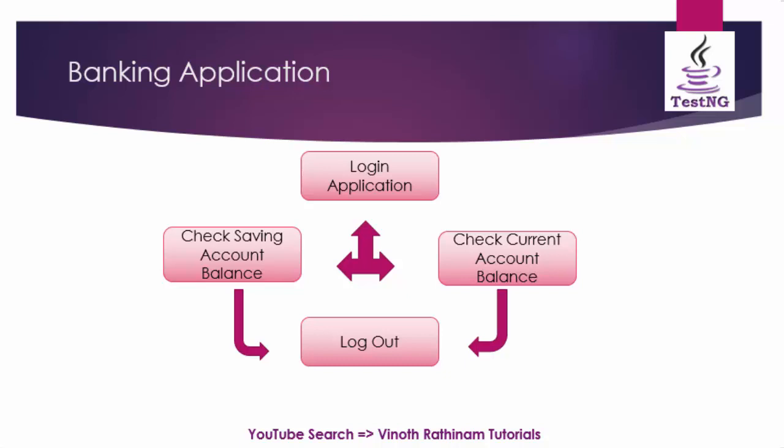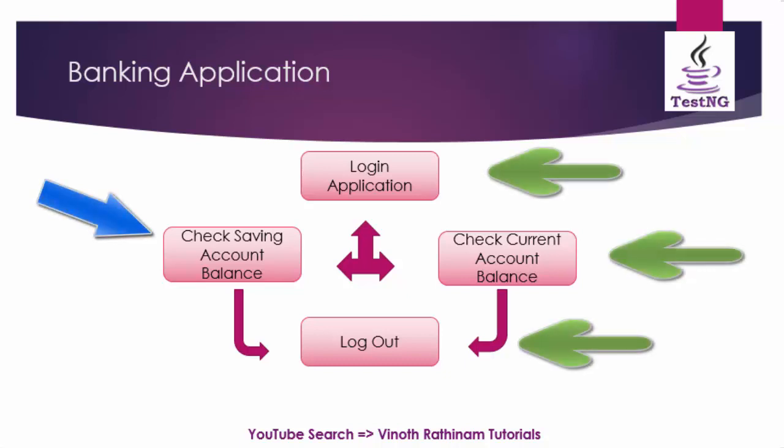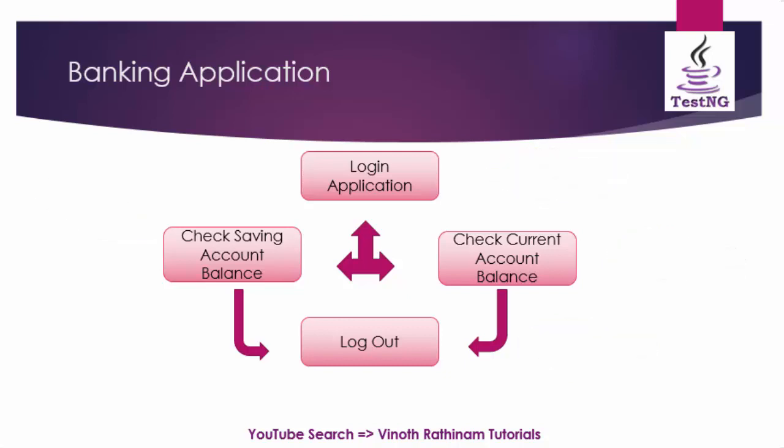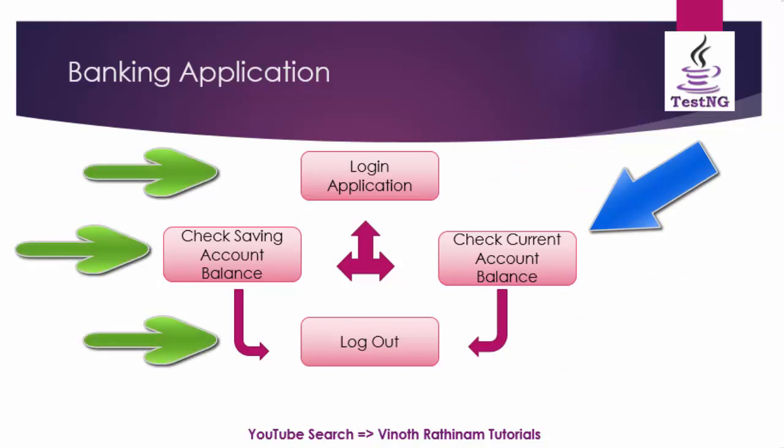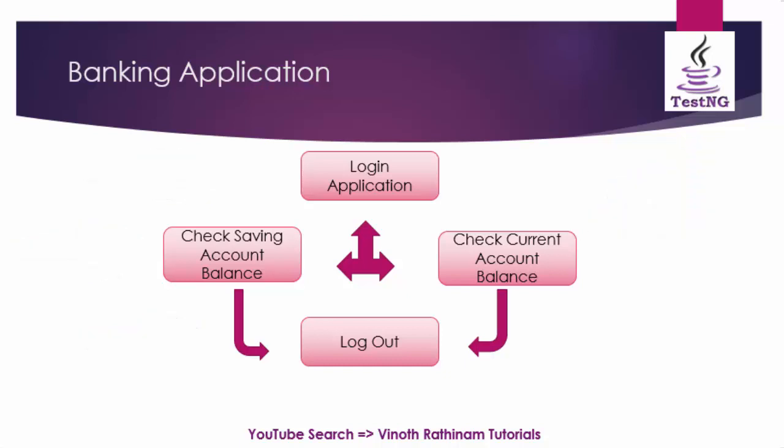The first execution involves all four business components, and in the second execution we will be disabling this particular business logic so that login application, current account balance and logout will be executed. In the third execution we will be disabling the current account balance so that login application, check saving account and logout business components will be executed. Let us see the practical implementation now.